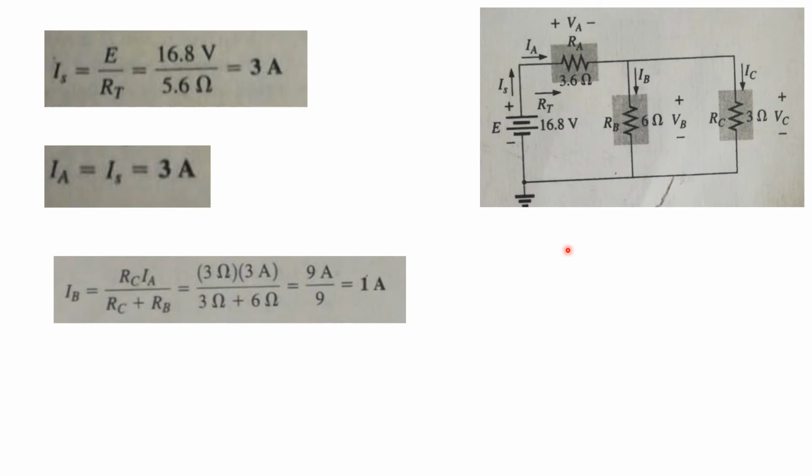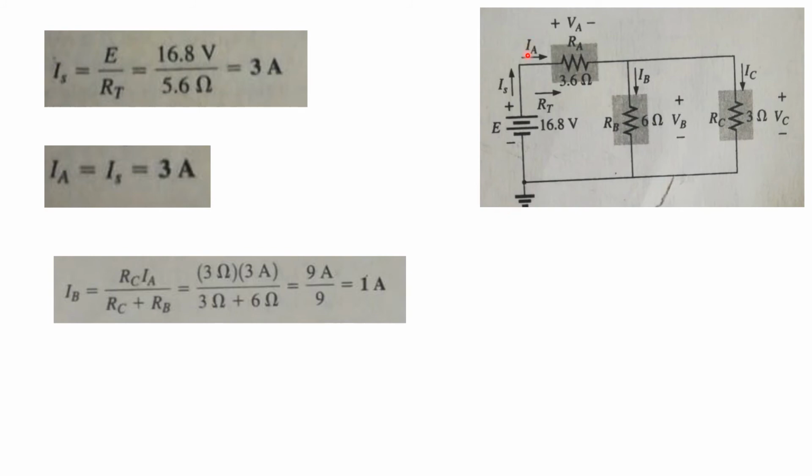The current divider rule states that when you are finding the current through RB, it is equal to the opposite resistance, which is RC, into the total current, which is IA, divided by the total resistance of the circuit. This is basically the circuit where the current is divided. So the total resistance of this circuit is RB plus RC. Substituting the values, we will get the value of IB, which is equal to 1 ampere.